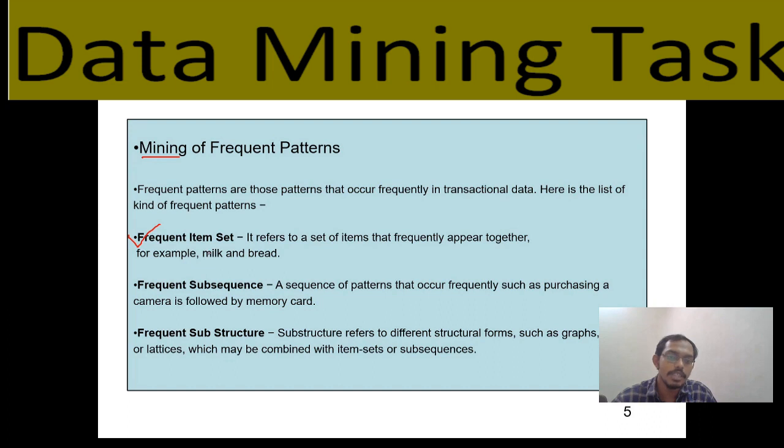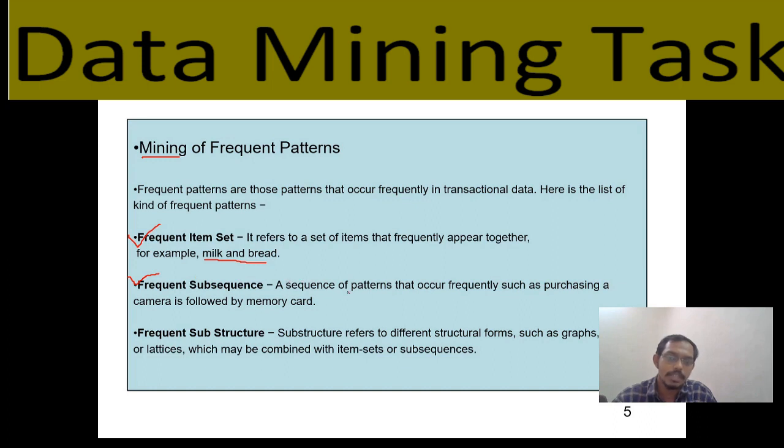Suppose we consider an example such as milk and bread, and how frequently they are used in our food list. Suppose we use some food all over the day. At that time we use some milk and some butter separately, but this is not a frequent item set. When both of them come at the same time in the table, this is called a frequent item set. Now we have to discuss the frequent subsequence.